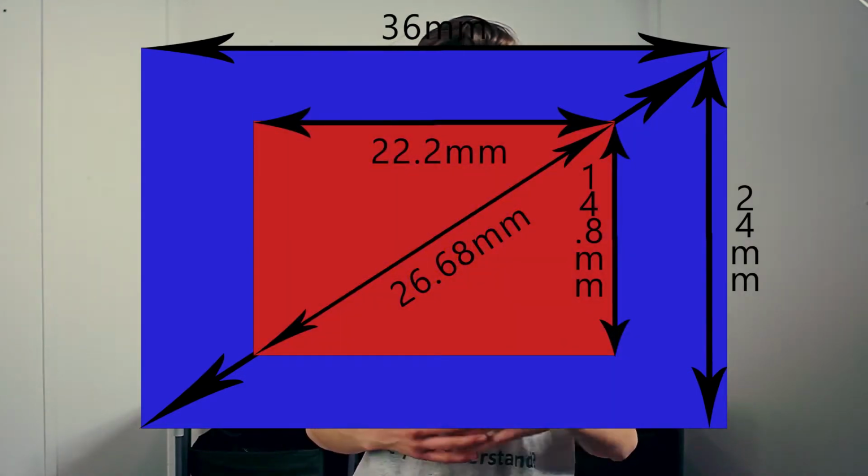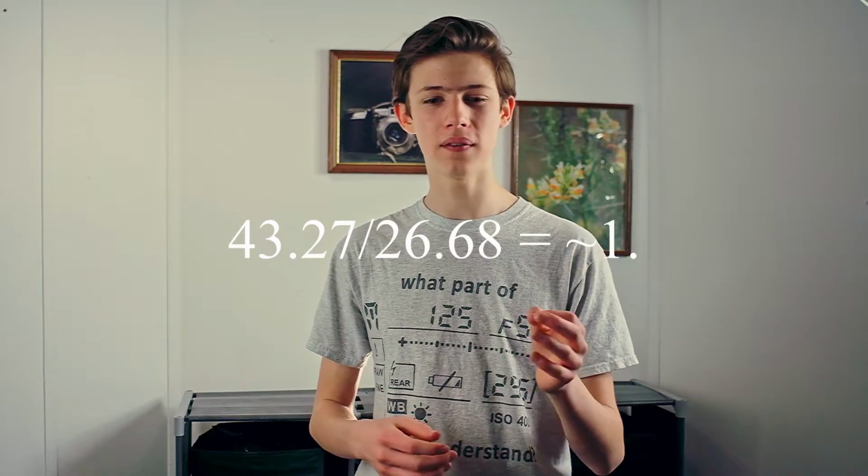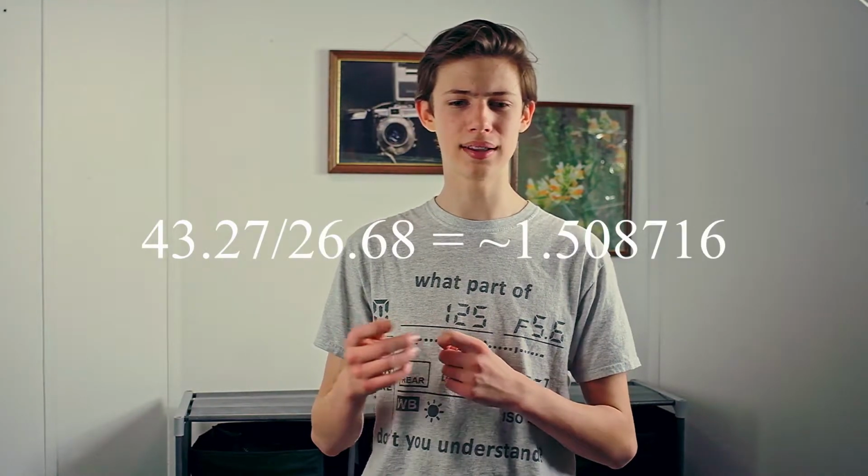So in the end, the full frame diagonal is 43.27 millimeters, and the APS-C diagonal is 26.68 millimeters. Dividing the full frame diagonal by the APS-C diagonal, we get roughly 1.5087166688, hence the 1.5. The same equation works with any sensor size.